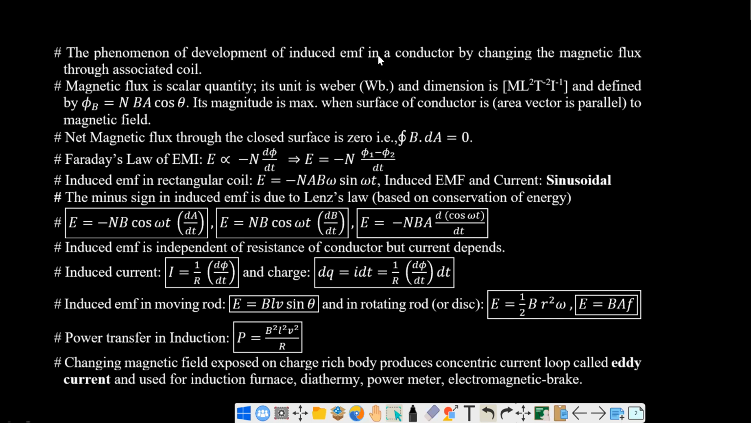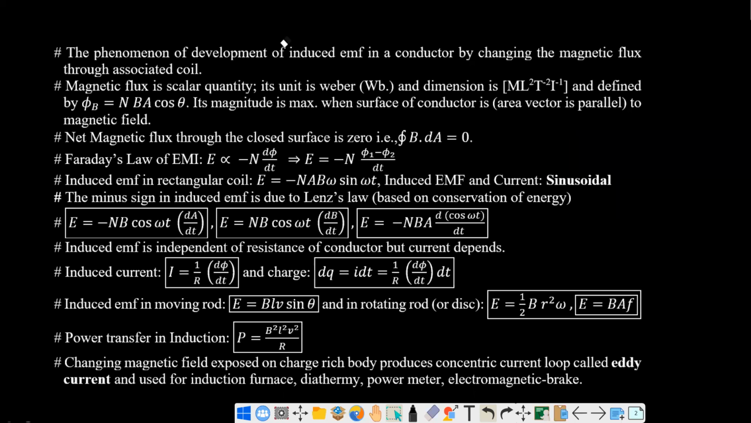So everyone knows that this is the phenomenon of development of induced EMF. Thereby, the induced current can also be produced. So it's a basic phenomenon of development of induced EMF by simply changing the magnetic flux associated with the coil. We will have a coil and we try to change the magnetic flux by changing different kinds of variables. Sometimes we change area, sometimes we bring change in magnetic field, sometimes even we can bring change in the angle. So no matter what kind of change we bring, the total flux linked in the coil has to be changed.